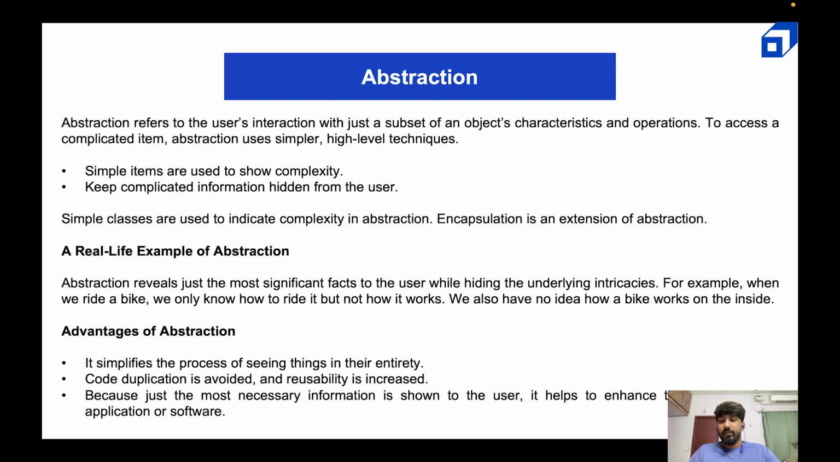So what are the advantages of abstraction? It simplifies the process of seeing things in their entirety. Code duplication is avoided and reusability is increased. Because just the most necessary information is shown to the user, it helps to enhance the security of an application or software. Because if you show a lot of information outside, unauthorized or malicious users would be able to get that information and use it for certain purposes, to hack the application or get into the application's database to steal information. So that could be avoided using abstraction. And this is the third one.